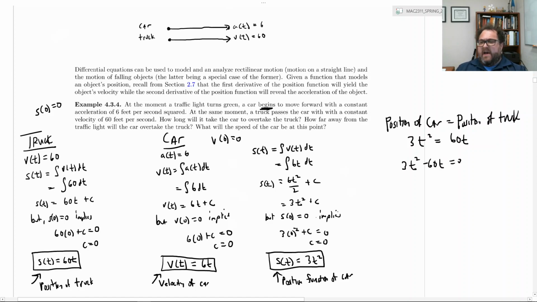Okay, that can be easily factored. Factor a 3t out. That leaves us with t minus 20 equals 0, and that has the two solutions. The first solution is t equals 0, or t minus 20 equals 0, which implies that t equals 20 seconds, of course.